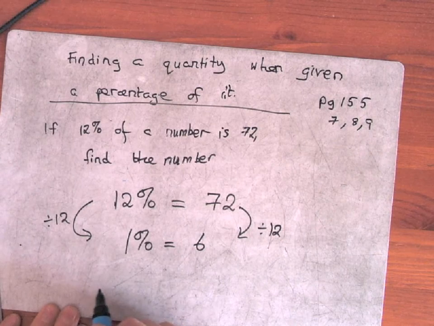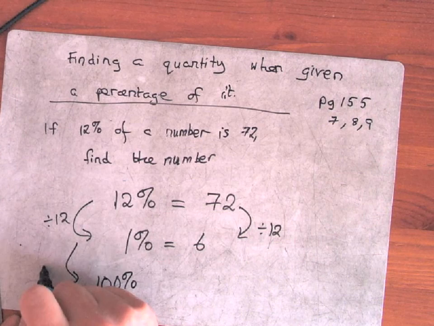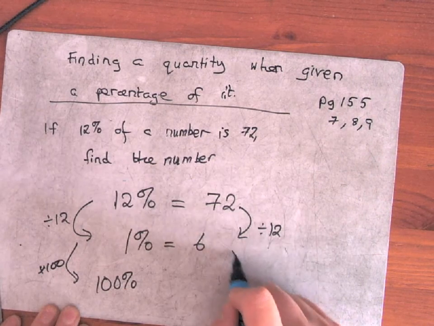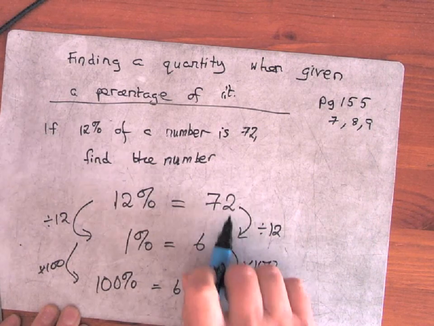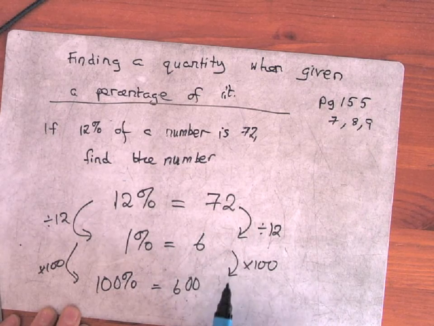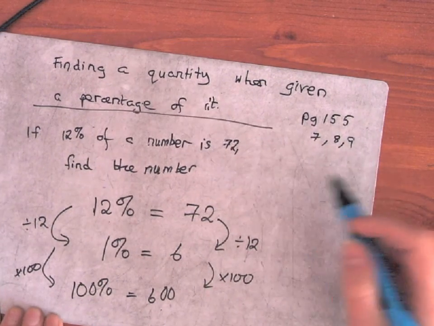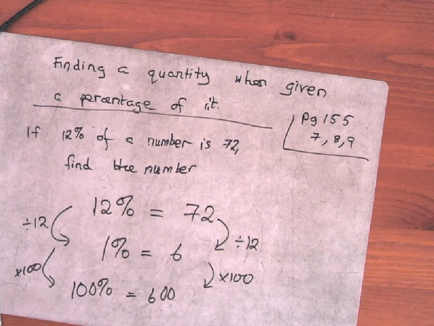So 72 divided by 12 is 6. And then we want the whole number, which is 100%. To go from 1 up to 100, you multiply by 100. And if you do it to that side, you must do it to this side. So 6 multiplied by 100 is 600. So you divide by the percent, divide by 12, multiply by 100. Divide 72 by 12 and multiply the answer by 100. If you want to practice some of these, page 155, 7, 8 and 9. That's it for part 1.